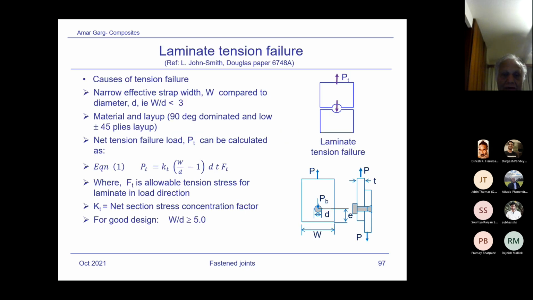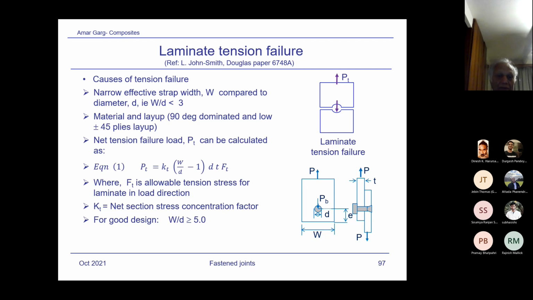Joint failure analysis now. Some of the modes of failure I'm trying to put over here, simple analysis. Causes of tension failure. We are considering net tension failure over here, where one of the effects is that the width of the coupon or member is smaller, or W by D less than 3, which will encourage net tension failure. Layups, material and layup: if you have a 90-degree dominated layup and low 45 plies, then it will again encourage net tension failure.